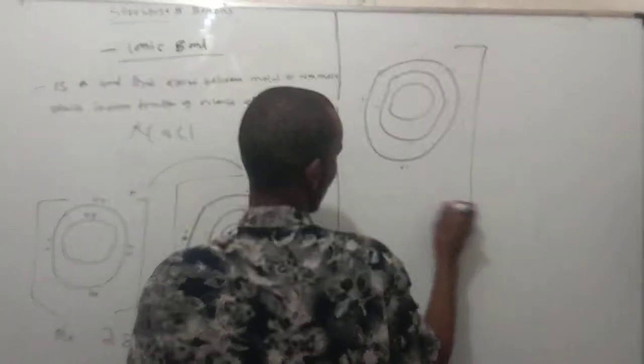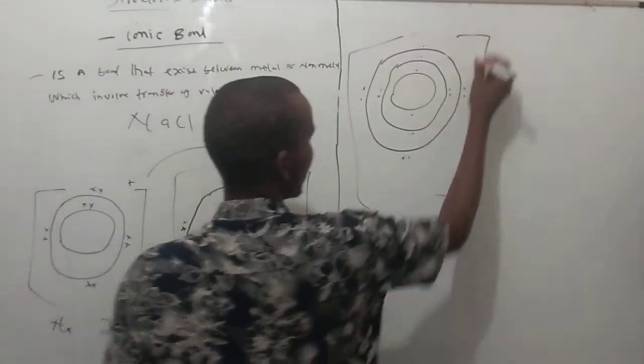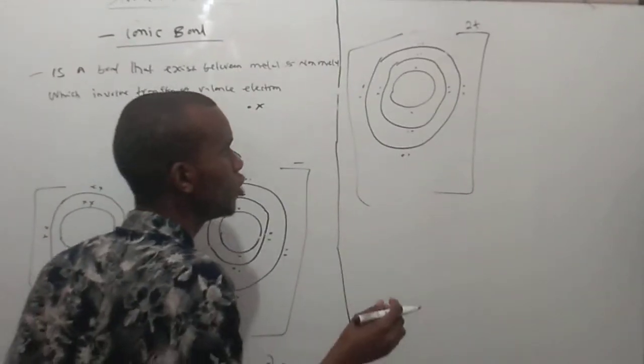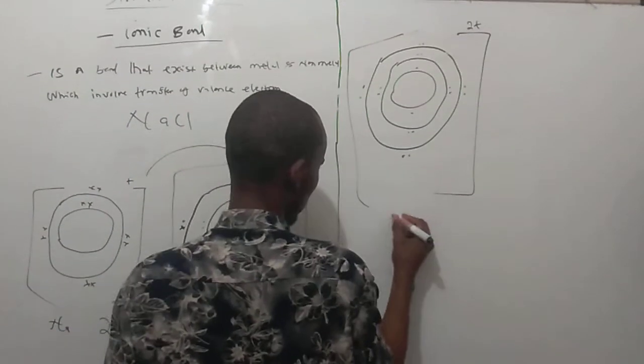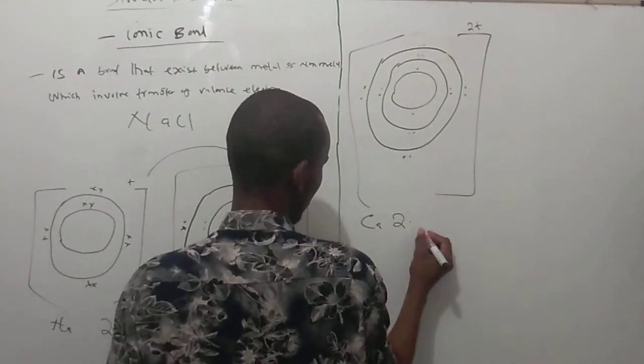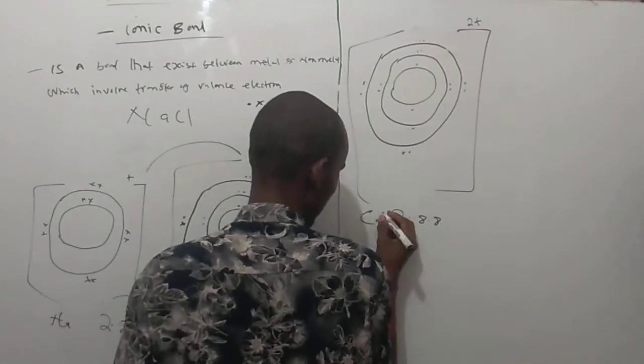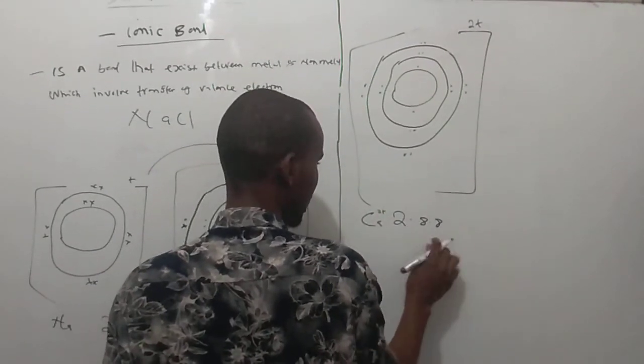Now this is calcium. Remember, now it is 2 positive because it is going to lose 2 electrons. This is calcium 2, 8, 8. Calcium ion. This is calcium ion with a positive sign of 2 positive, 2, 8, 8.